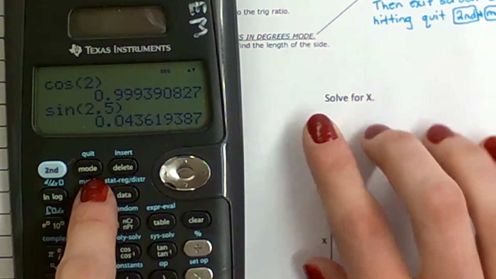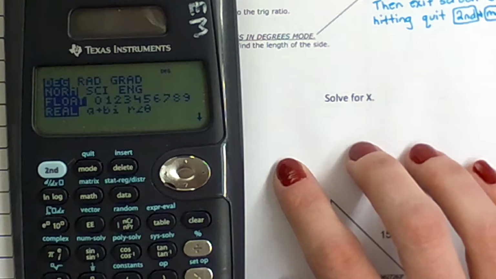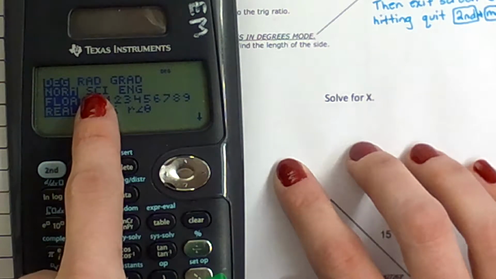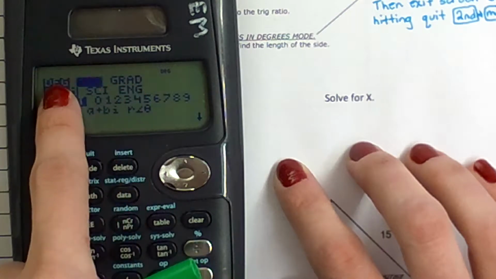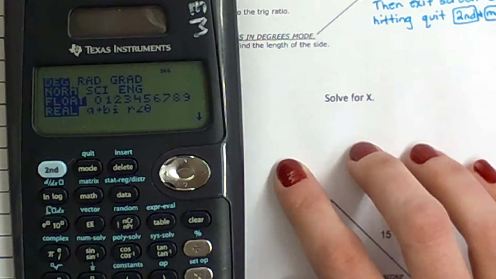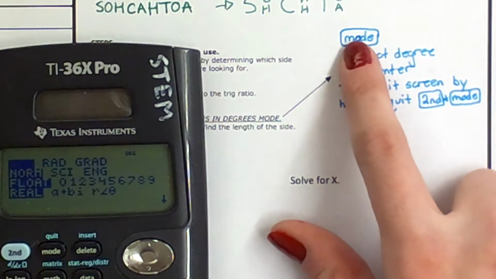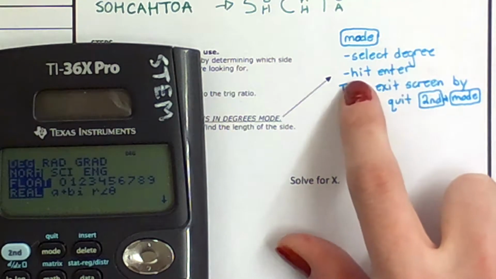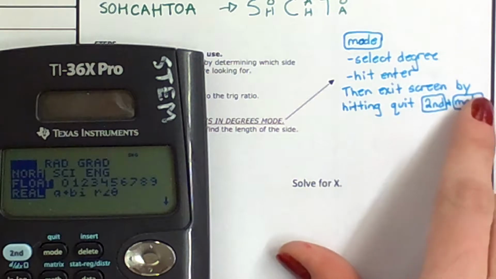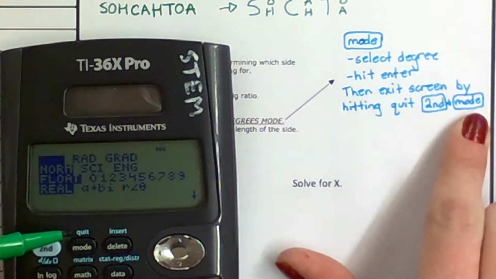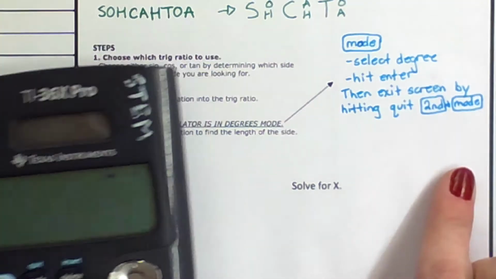If not, if we need to change it, we can go to mode. And there's 3 options. It could be in radians. We could be over here, but we want to be in degrees. So I'm going to go over degrees and hit enter. And then once we hit mode, we select degree, we hit enter. Then we are going to exit the screen by hitting second, mode. So we want to quit the screen, so we're going to go to second, mode. So that's how you do it in this calculator.